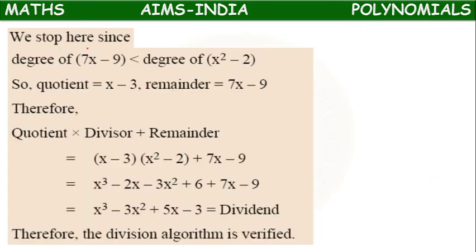So here the degree of 7x minus 9. This is the remainder. The degree of x is 1. Here, nothing means x power will be 0. So the highest power is 1, so the degree is 1.